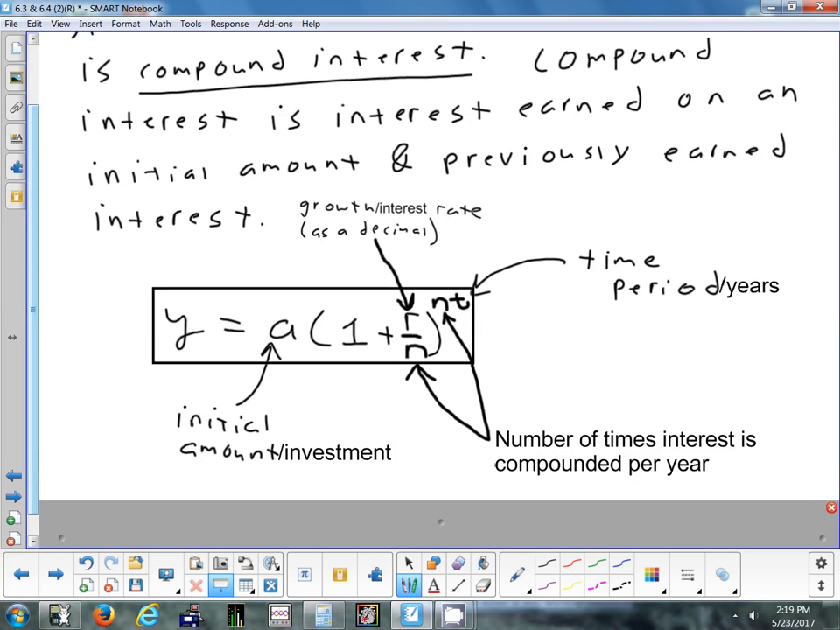Okay, so here's your formula. It's very, very similar to the other one, but it's a little different. Add a few pieces. A is still an initial amount. So guys, you have this on your note sheet. R is your rate. And just like the last problem, how do you have to write the rate?